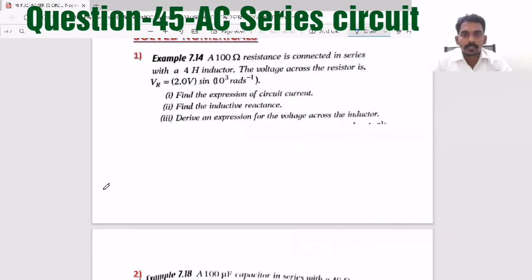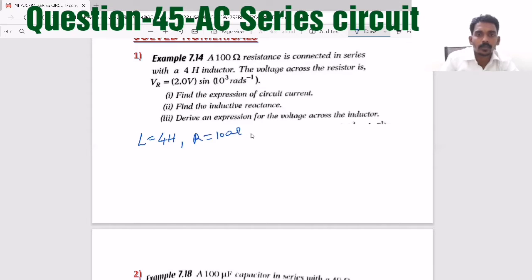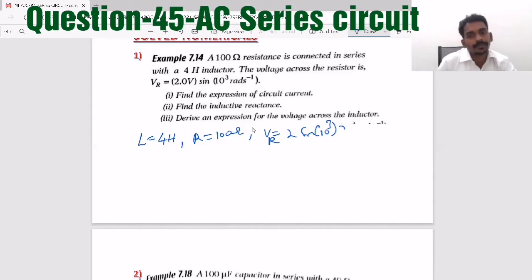Let's see a few examples based on whatever we have discussed. Now, a 100 ohm resistance is connected in series with a 4 Henry inductor. So the inductance is 4 Henry and the resistance is 100 ohm. And the voltage across the resistor VR equals 2 sine 10 power 3 t, with omega 10 power 3 radian per second.